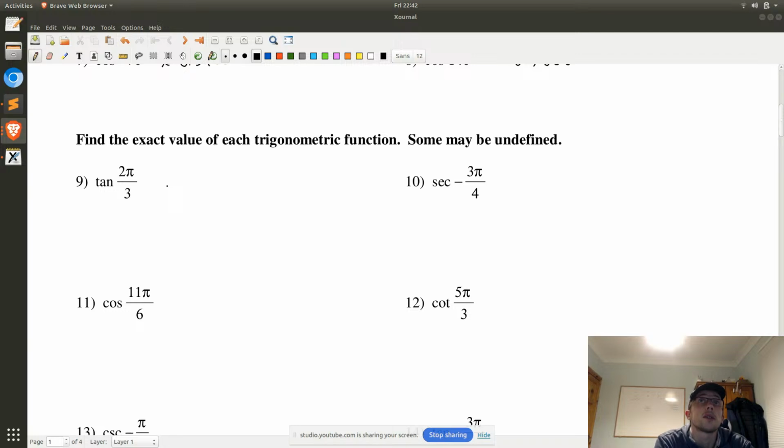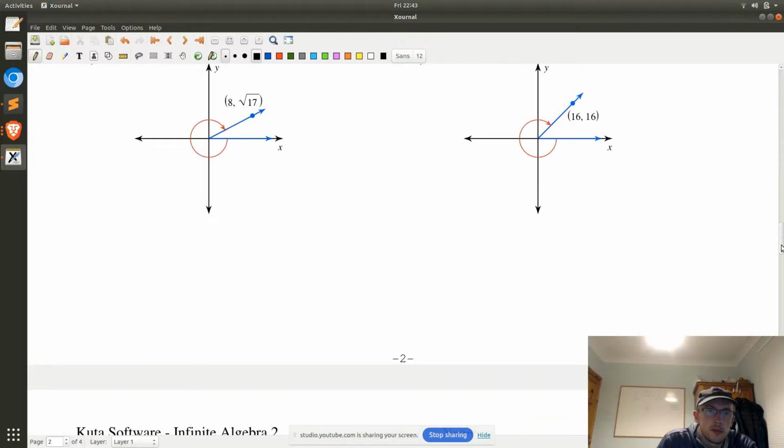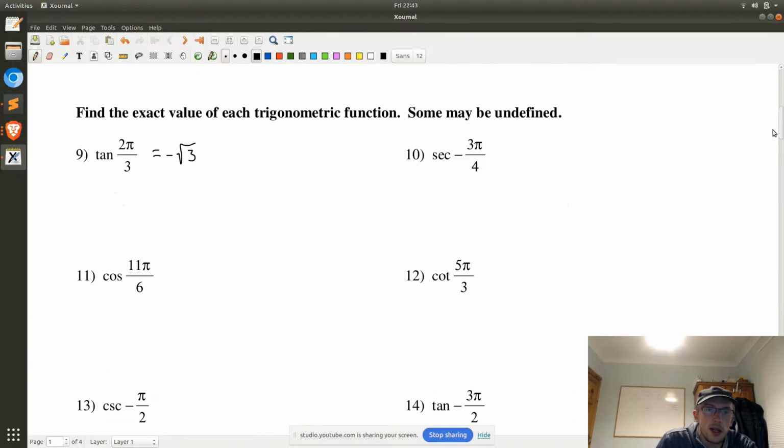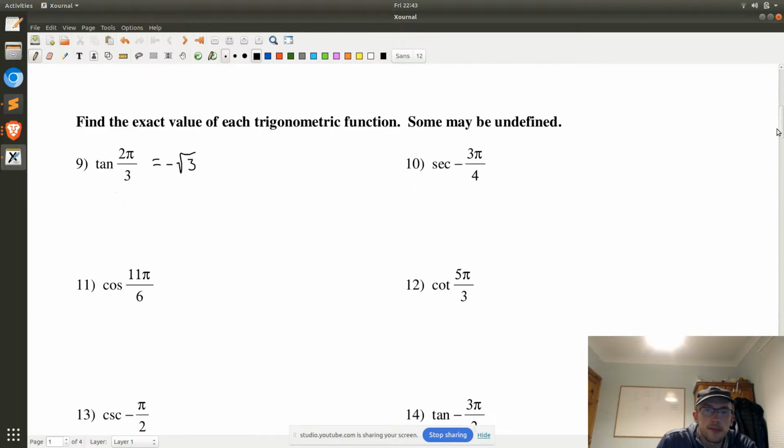That'll be the negative of tan of 60. So negative root 3, I believe. Let's check if I'm right. Yay!